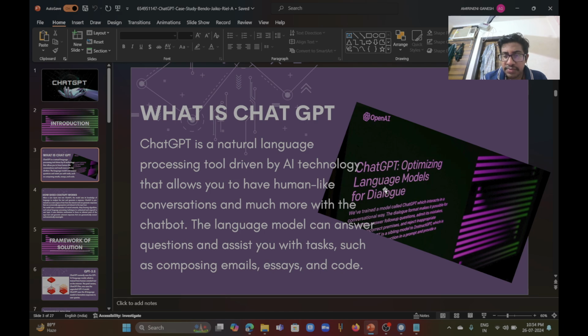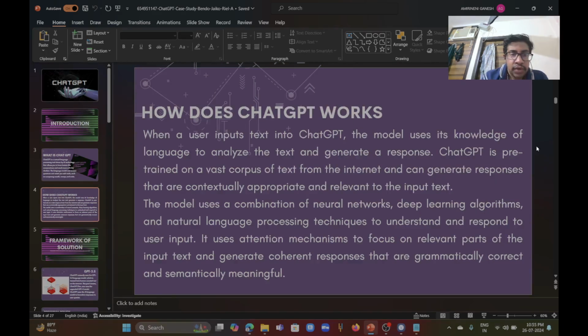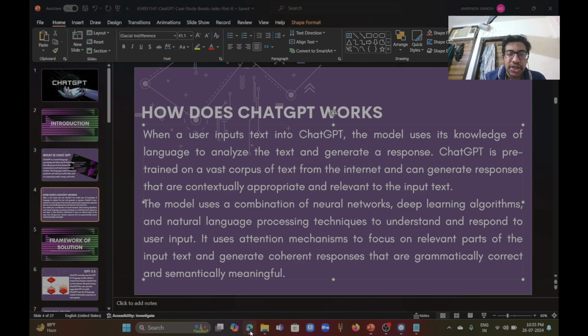ChatGPT is a language model optimized for dialogue. How does ChatGPT work? When a user gives input to ChatGPT, the model uses its knowledge of language, analyzes the text, and generates a response. ChatGPT is pre-trained on various content from the internet and can generate appropriate and relevant responses to input text. The model uses a combination of neural networks, deep learning algorithms, and natural language processing techniques to understand and respond to user input. Suppose I open ChatGPT.